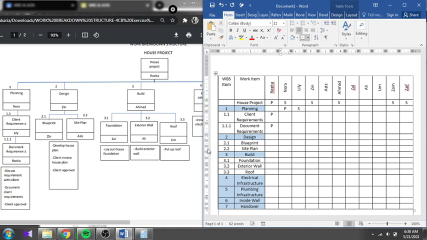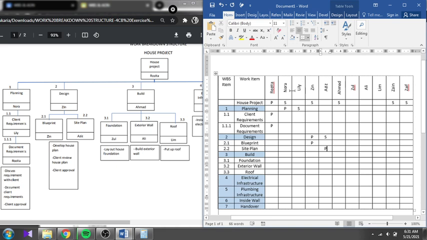Okay, go to number 2, which is Zin. Zin is the P, and of course you don't need to put Zin again because Zin is already a P. So Aziz is S, don't forget to put Aziz as S. Task number 2.1, Zin for the blueprint, of course gets P. Aziz on the site plan gets the P. It's okay if your names are not according to my table here, your own arrangement is okay. The arrangement on this one doesn't matter as long as you got the names correct.